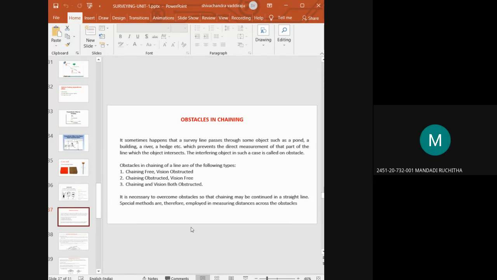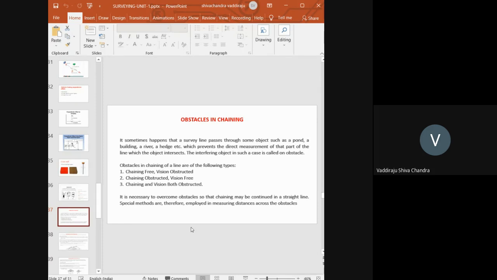No, sir, you can't drag your chain, you can't drag your tape. In normal scenarios, if you have all measures, like if you use a boat, etc., you can do that, but normal scenarios. So, but you are able to see both the ends clearly, right? The person who is standing on one end of the pond can see the other person who is standing on the other end. Vision is free, but chaining can't be done. It is obstructed because of the presence of the water body.